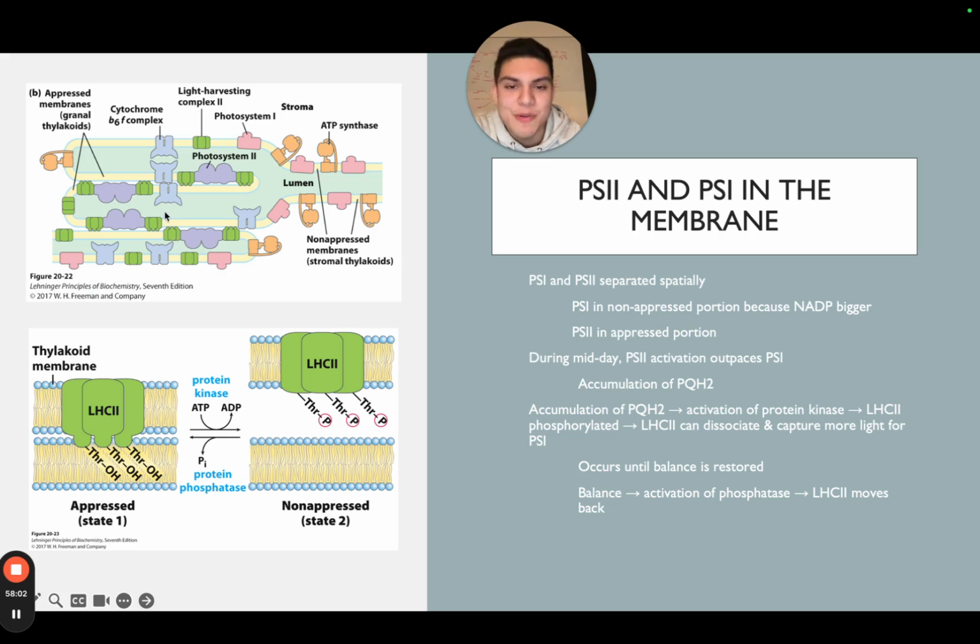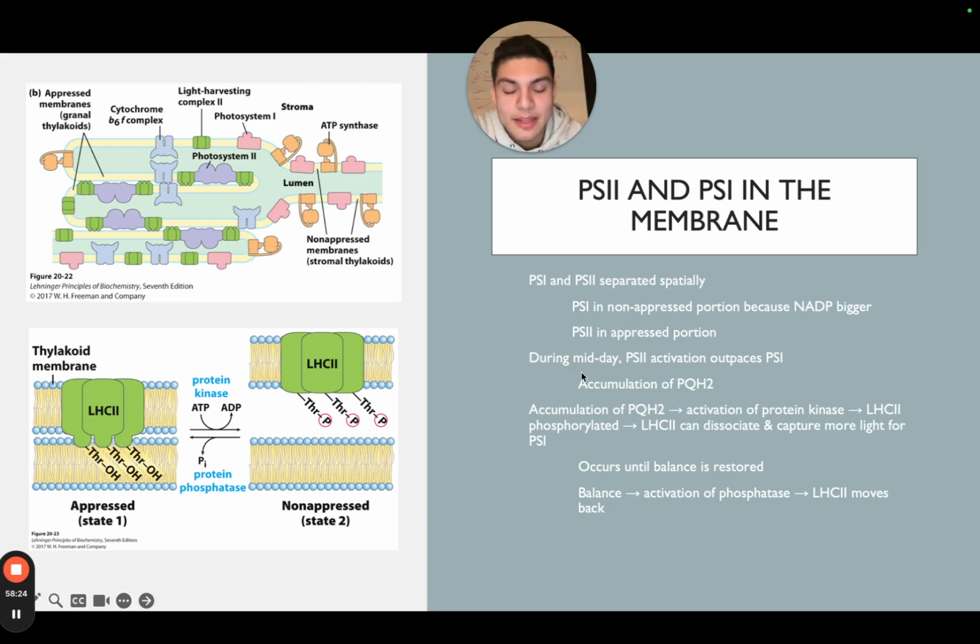Whereas photosystem 2, all it does is transfer electrons, and it transfers them to plastoquinone. Plastoquinone is in the thylakoid membrane. So it doesn't matter if it's in this appressed area, right? If it's constrained by other nearby proteins that are folded in on itself, it doesn't matter, because it's just transferring electrons to the thylakoid membrane.